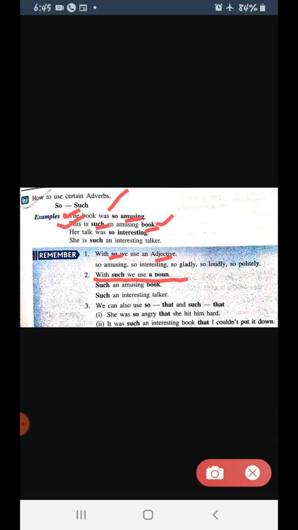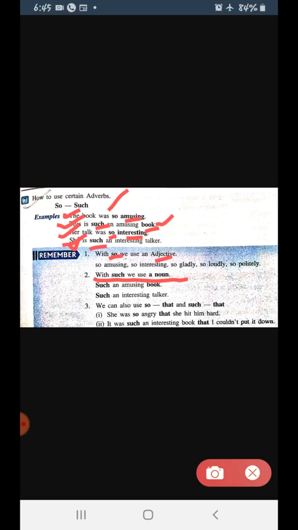Got it? Okay. In the same way, number 3, her talk was so interesting. Now we are talking about interesting. How is her talk? Interesting. Interesting is an adjective. So we are using so. Whereas in number 4, she is such an interesting talker. Fine. So we are talking about her, about she. She is such an interesting talker. So she is a noun, so we are using such. Got it? Okay.